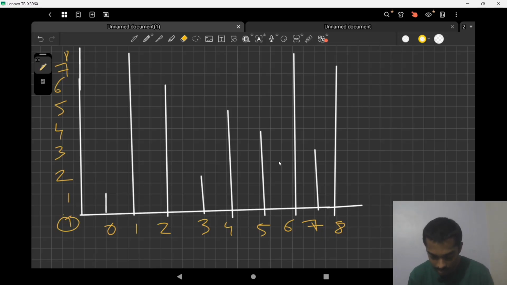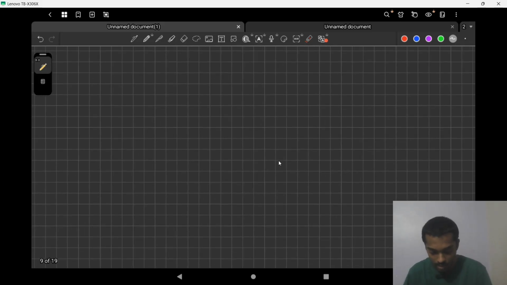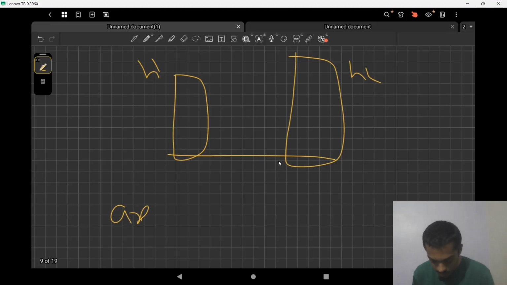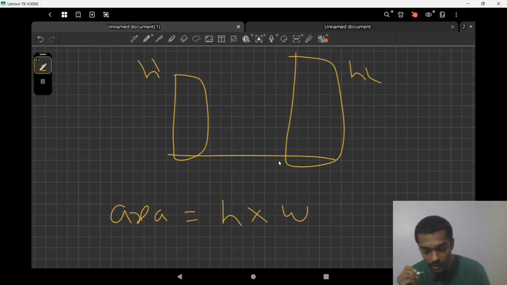Let's understand how. If we have two heights, how can we calculate the area? Let's say we have height 1 and height 2. The area is nothing but height into width. So how can we calculate the height?